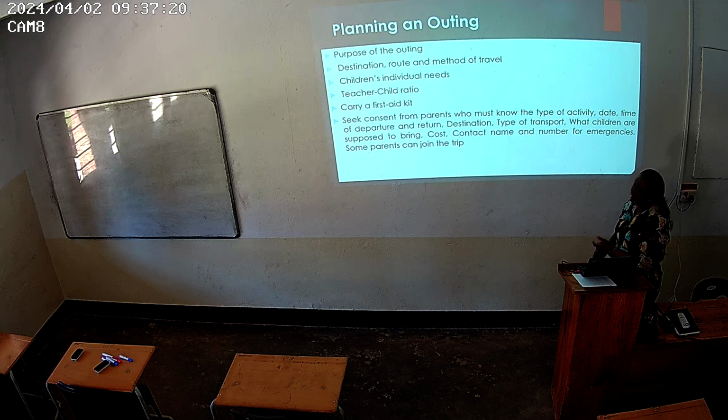The parents are supposed to know the type of activity, the date, the time, departure and return, destination, type of transport, what children are supposed to bring, cost, and all those other things. Parents are addressed on the whole. You can't just go out and the parents don't even know all this is going on. You're sending the children somewhere. Alright? So the parents have to know.